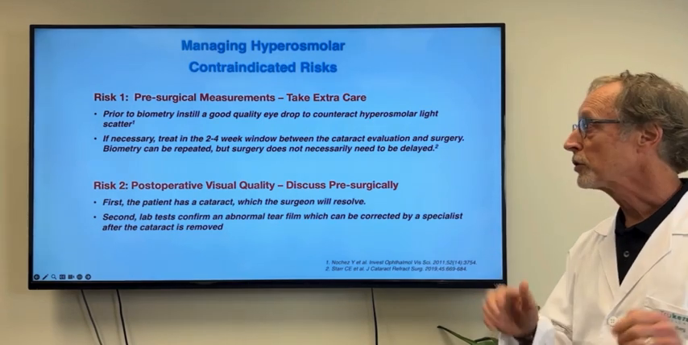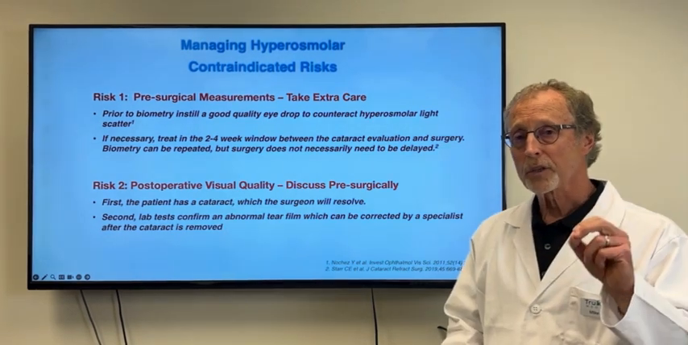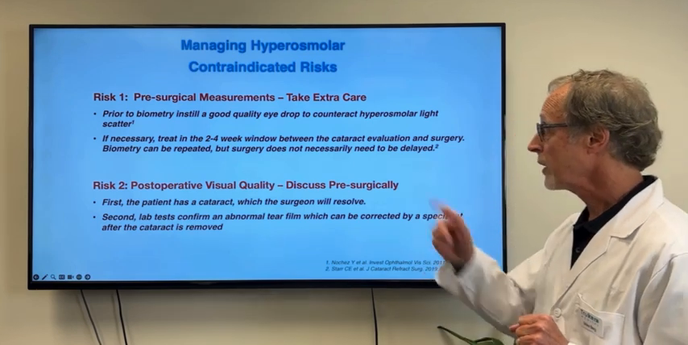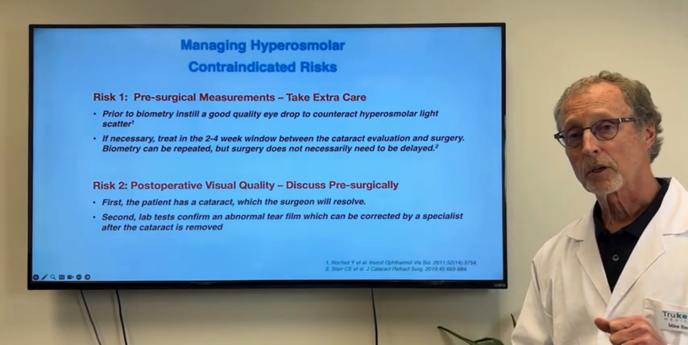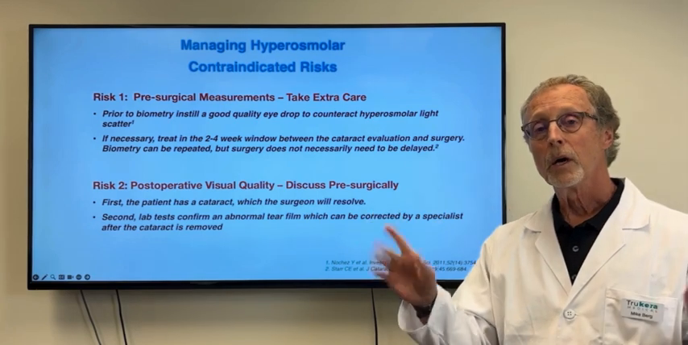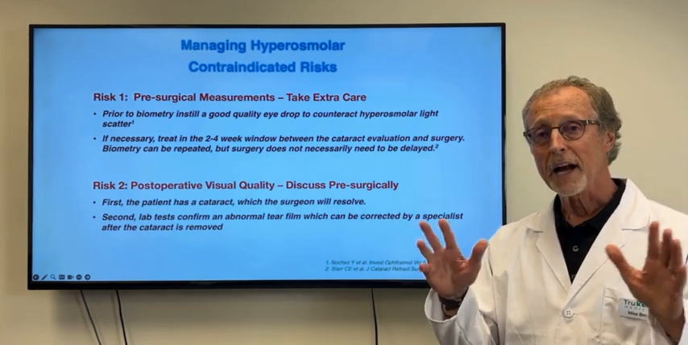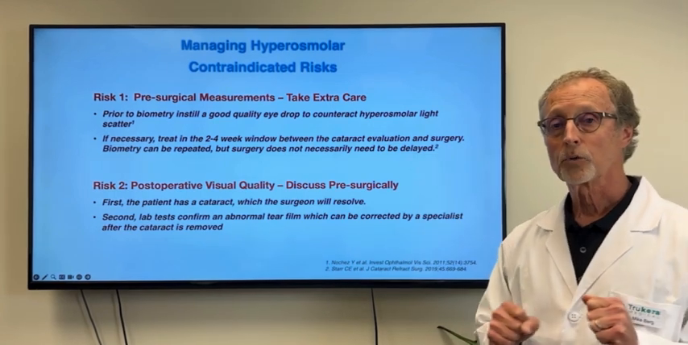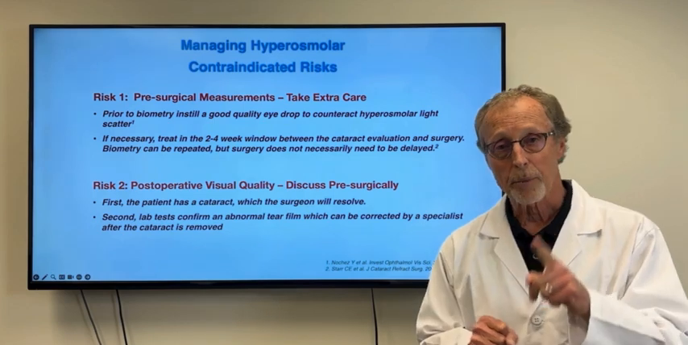Well, here's the solution. If you have a hyperosmolar tear film, you've got two contraindicated risks. The first risk is that your pre-surgical measurements are going to be in error. How do you resolve that? You have two options, both simple. In both cases, you do not have to be a dry eye specialist. The first one is you just instill an eye drop in the eye prior to biometry.